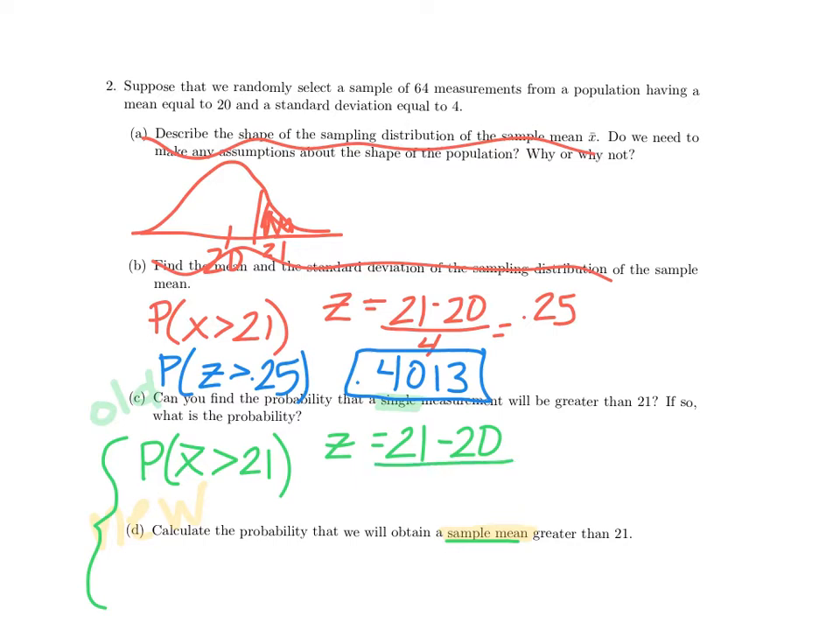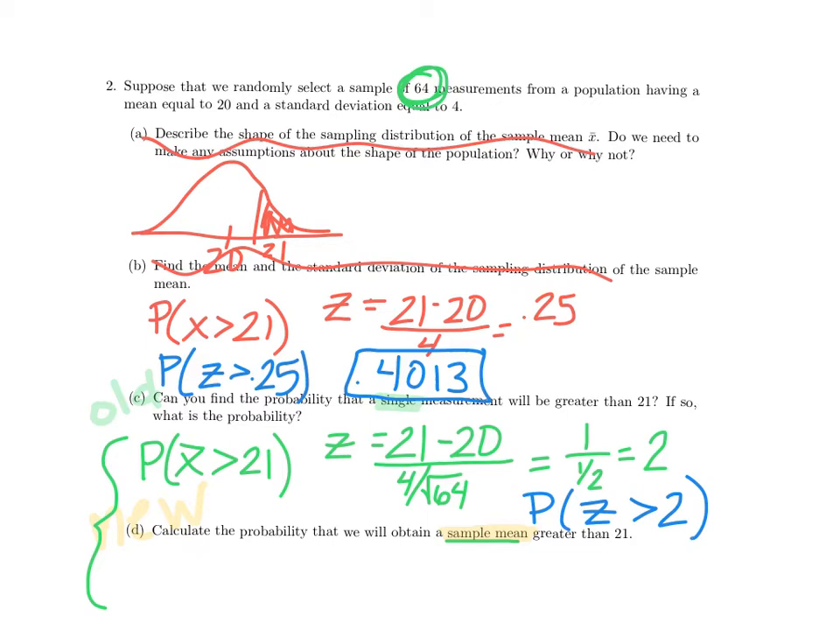But instead of sigma this time, because we have a sample of 64 measurements, we have to do our sigma divide by the square root of 64. So 21 minus 20 is 1. 4 over the square root of 64, that's an 8, so it's going to be 4 over 8, or 1/2. This is going to be equal to a 2. So now we want the probability that Z is greater than 2.